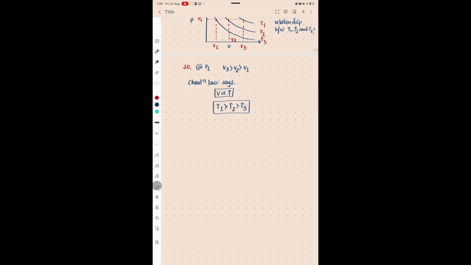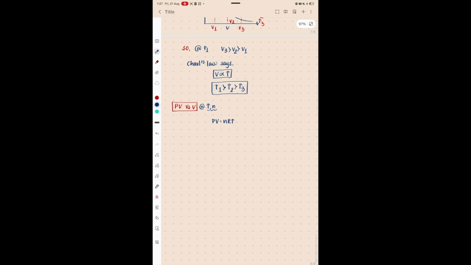Okay, now if I ask you, can you draw a graph between PV versus V? From the ideal gas law, what do we know? PV is equal to nRT, right? PV versus V. Now what you will see is that PV versus V at constant temperature and moles, right? So these things will have to be constant, otherwise you cannot plot this. If all things are varying, then it will be a 3 or 4 dimensional plot, right? Okay, whatever.